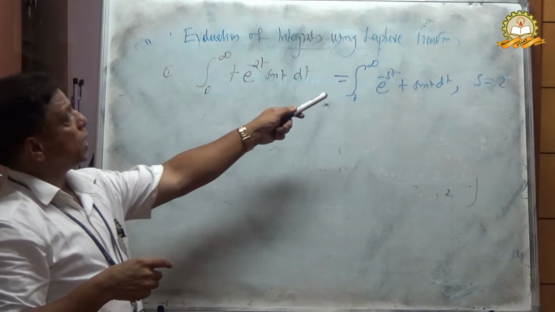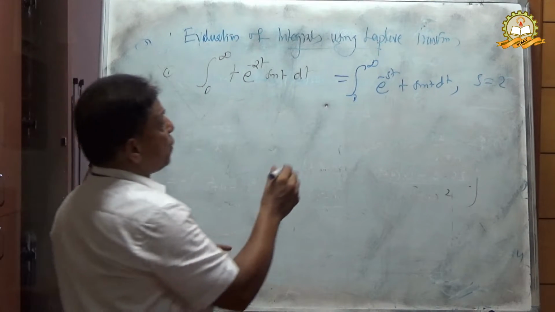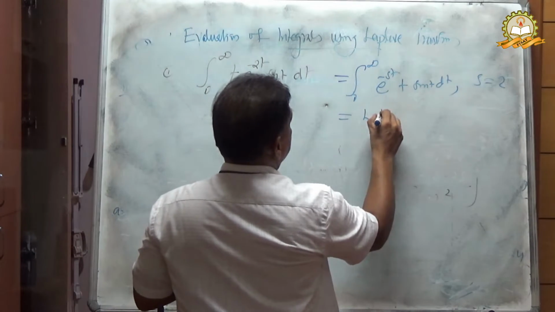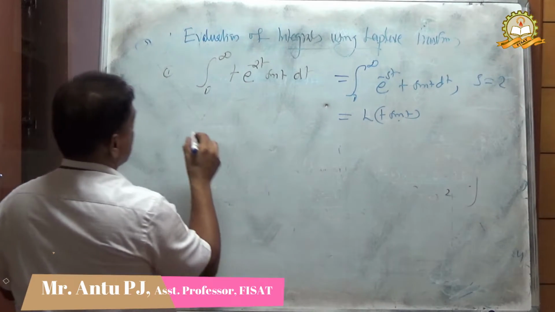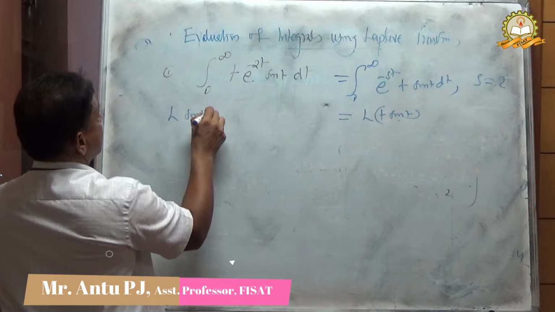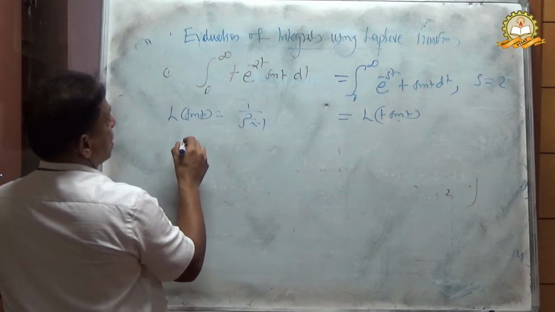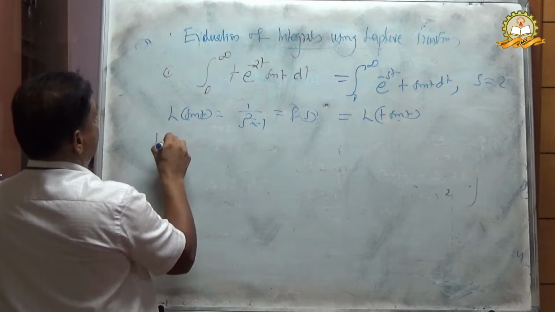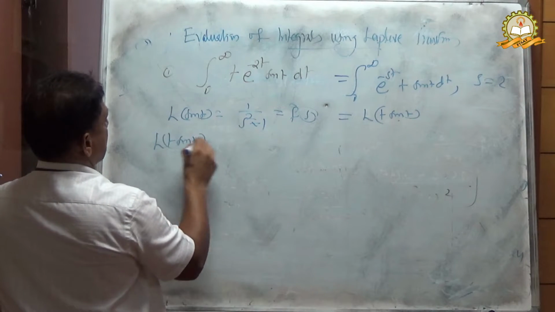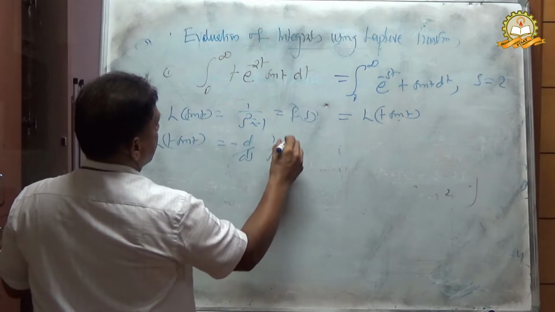Therefore, when we put s equal to 2, we get t into e raised to minus 2t sin t. This is the definition of the Laplace transform, L of t sin t. Therefore, we first find the Laplace transform L of sin t. L of sin t is equal to 1 by s square plus 1, known as f bar s. Then L of t sin t is equal to minus d by ds of 1 by s square plus 1.